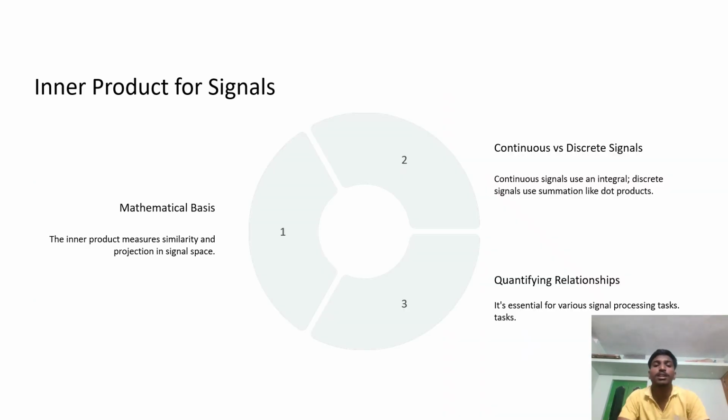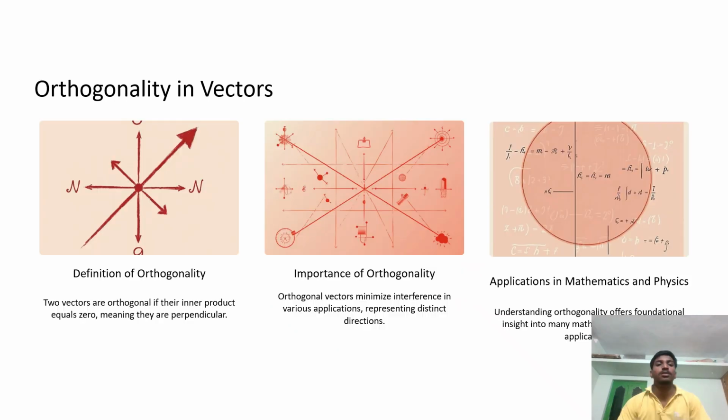Inner product for signals. Mathematical basis. The inner product measures similarity and projection in signal spaces. Second one, continuous versus discrete signals. Continuous signals use an integral. Discrete signals use summation like dot products. Quantity relationship. It is essential for various signal processing tasks.